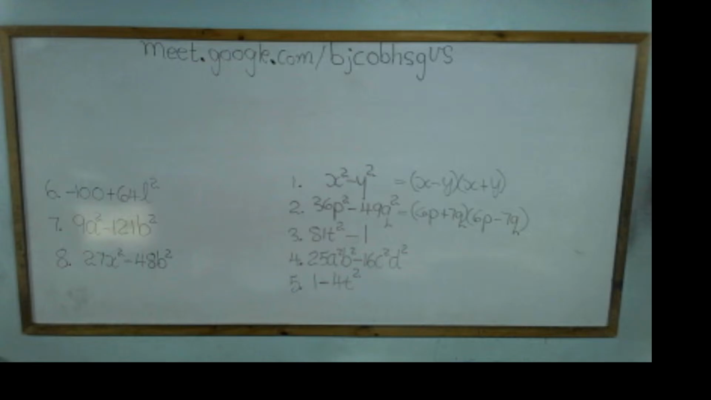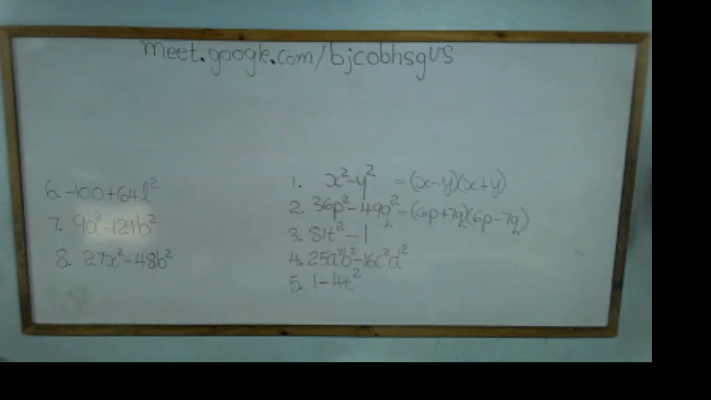Alright, so for this one, what do we square to give 81? What do we square and the result is 81? That is 9. And what do we square and the result is 1? That is 1. So 1 is the square of 1, 81 is the square of 9, and t squared is the square of t. So we're going to have what? 9t plus 1, 9t minus 1.